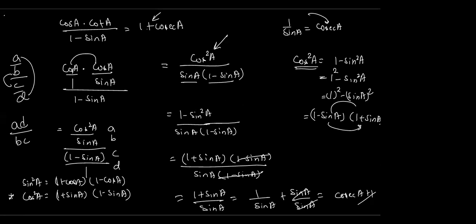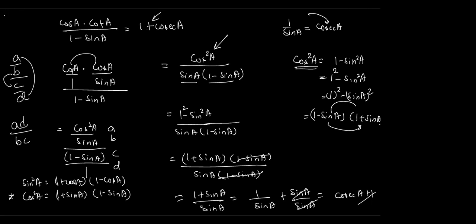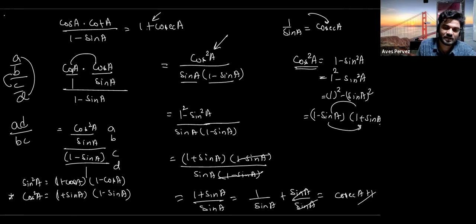No, sir, I was just telling the answer. This will be A square minus B square. You can write it here. One is 1, the square of 1 is 1, so we can write 1 as 1 square. So 1 plus sin A and 1 minus sin A upon sin A into 1 minus sin A.